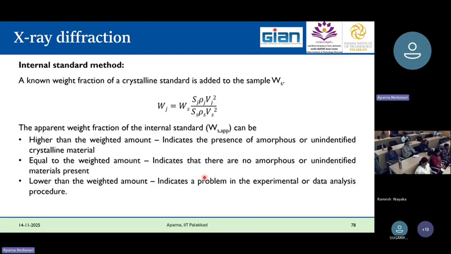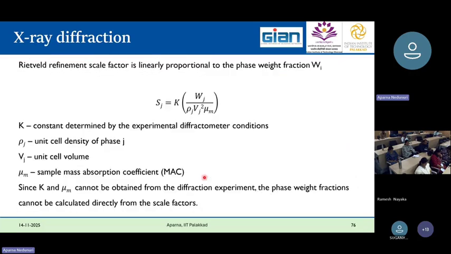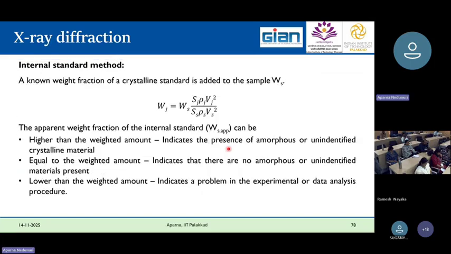Or you can either do an internal standard method or an external standard method. These two are coming only to eliminate K and mu m so that you can relate Sj directly to the Wj value. In internal standard method, what we do is we add some amount of internal standard or any crystalline material with known crystallinity, and it's not some amount, it is the known volume or known amount.